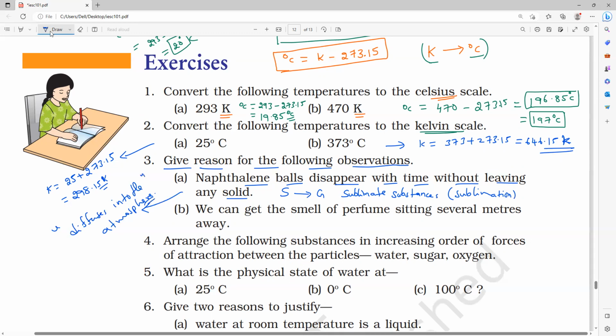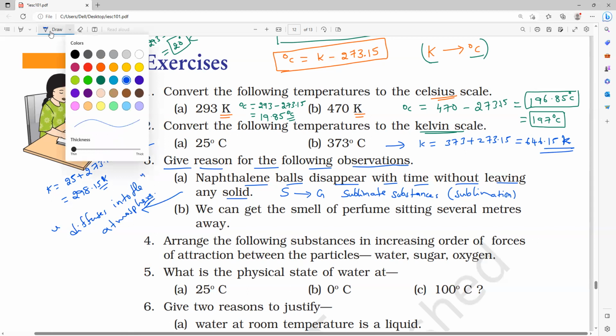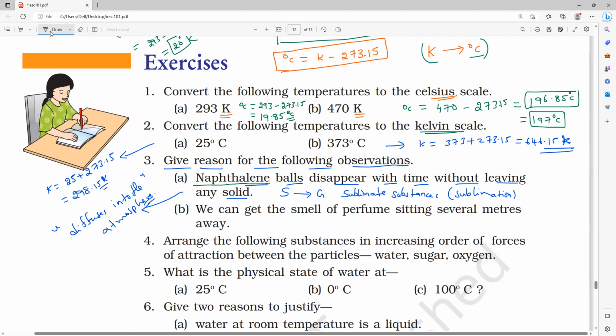Can you use any scientific word? It is a sublimate product. Something is directly disappearing, so we can say something like evaporation. Is it a volatile solid or a non-volatile solid? Volatile solid. That is the word I am expecting from you. So naphthalene is a volatile solid.